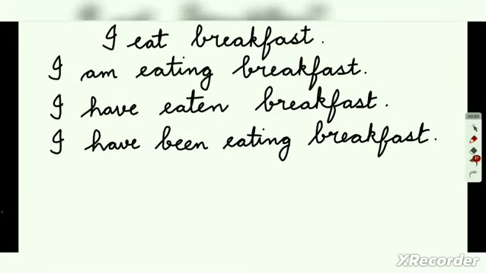Look at these sentences. I eat breakfast. I am eating breakfast. I have eaten breakfast. I have been eating breakfast. Confused? Don't worry. All these sentences are correct, but they are the four different forms of the present tense.